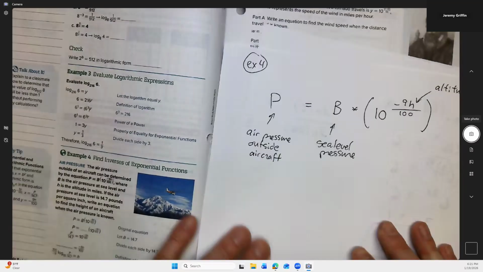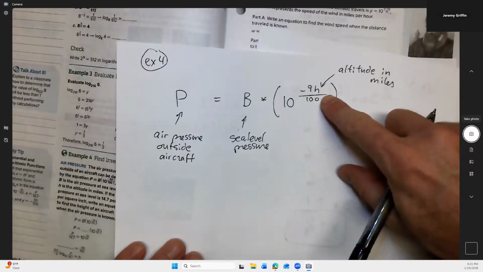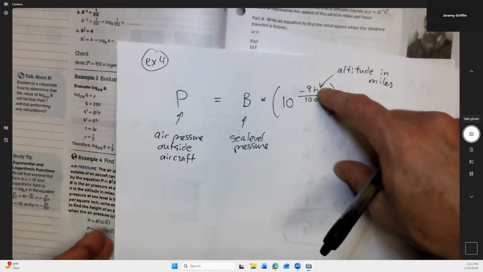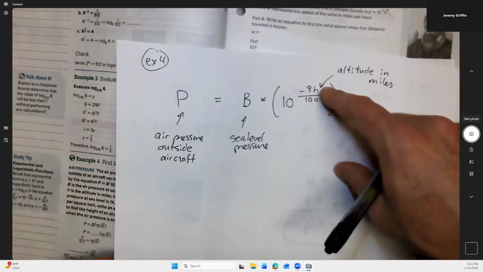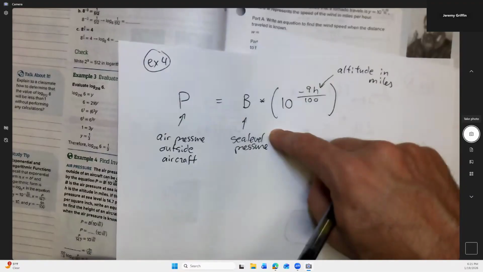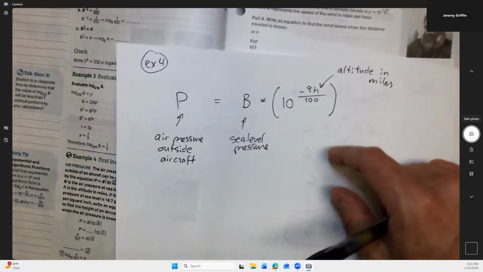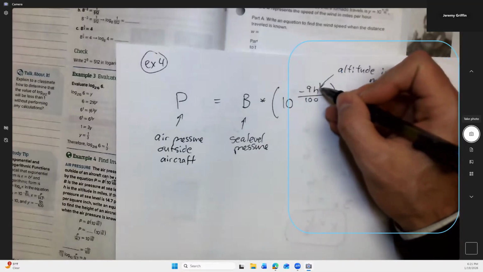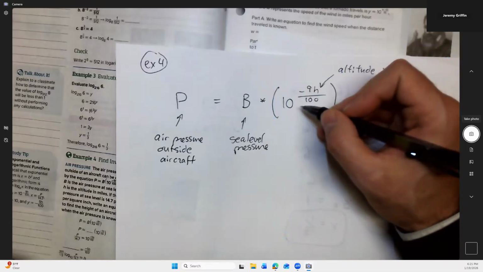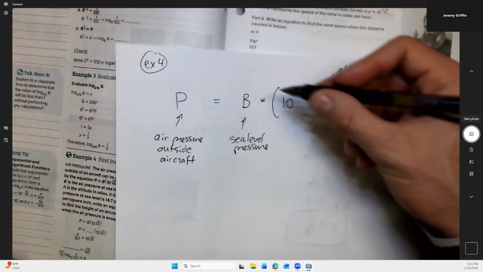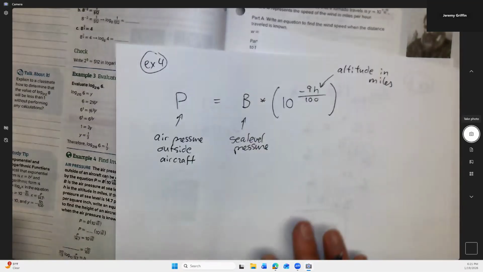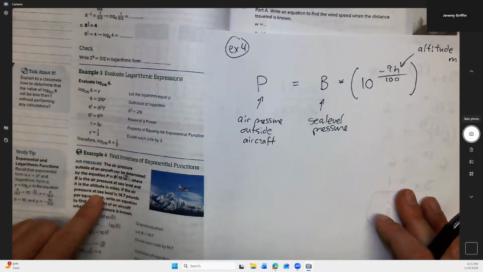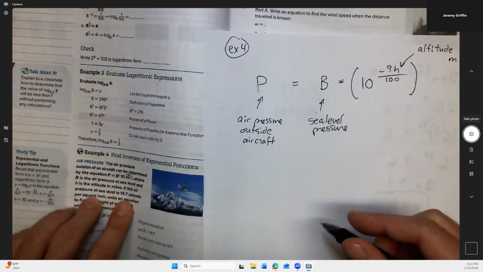All right, let's try this. What if your altitude was 0? Wouldn't that be sea level? If you plug a 0 in here, this whole exponent becomes 0, 10 to the 0 is 1, and 1 times sea level pressure is sea level pressure. That checks out. And the higher you go, you have a negative exponent, and 10 to a negative exponent gets smaller and smaller. The pressure gets less and less. That checks out.